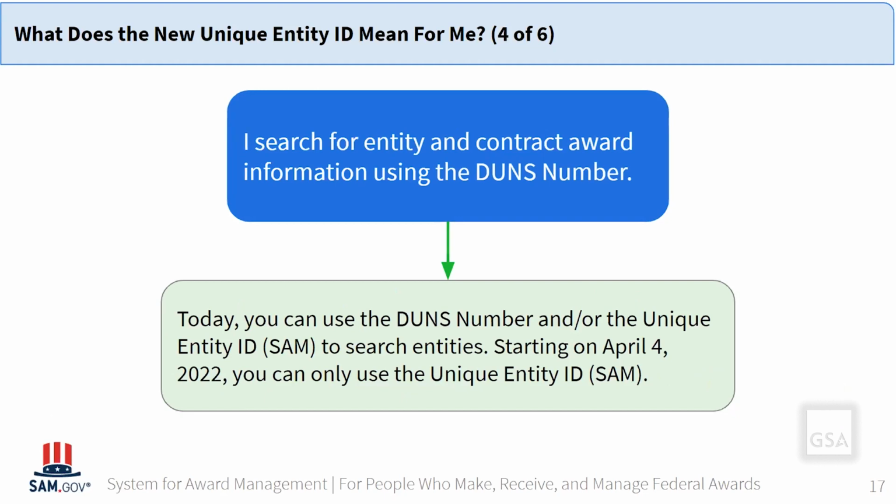For folks who search for entity and contract award information using the DUNS number currently, again, today, you can go in to SAM.gov or the other systems, and you can use the DUNS number or the unique entity ID SAM to search for entities. Again, there's a caveat: starting April 4th, you will only be able to use the unique entity ID SAM. The DUNS number will not be able to be used and it won't be visible.